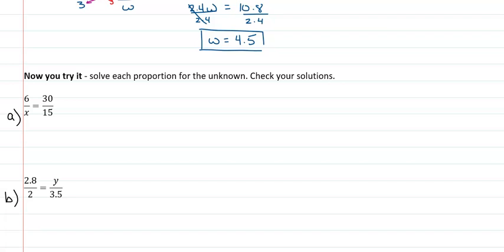Now, once again, it's your turn to give this a shot. See what you can do with these. Notice the x is on the bottom on the first one, so you are going to need to cross multiply that one. The second one, you can cross multiply if you want, or you can just multiply both sides by 3.5.